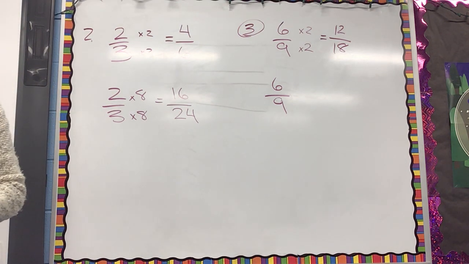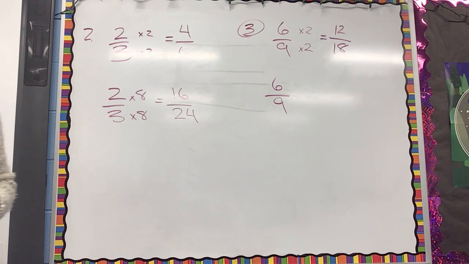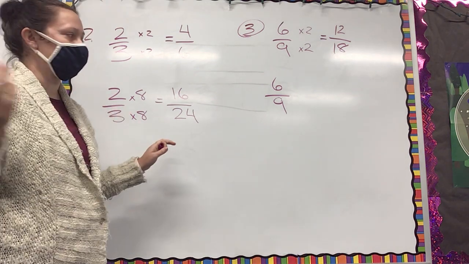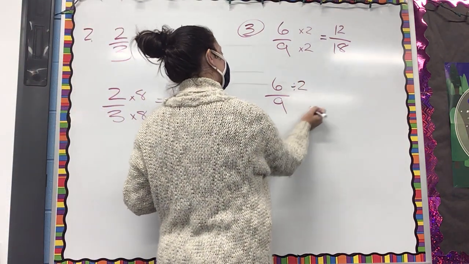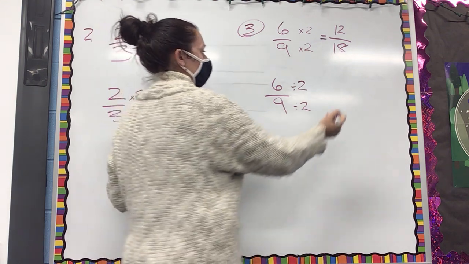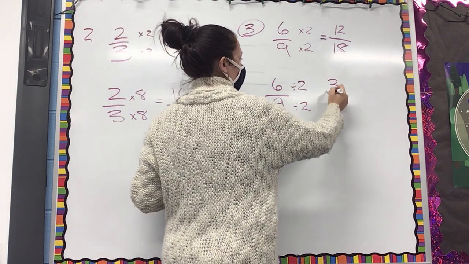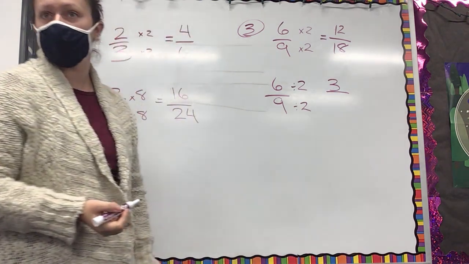Do you have a question or you have the answer? Good. We've been doing just divide by 2, right? Because we like working with our smaller numbers. So 6 divided by 2, 9 divided by 2. What's 6 divided by 2? What's 9 divided by 2? I can't do it. What do you mean I can't do it?